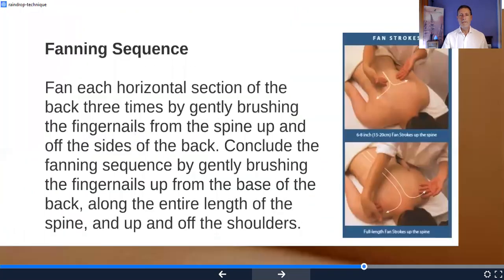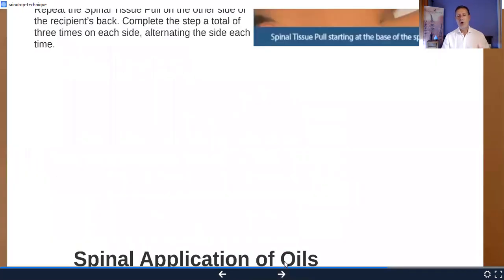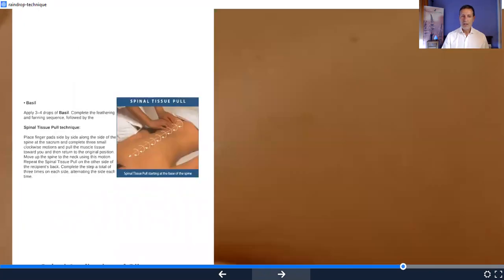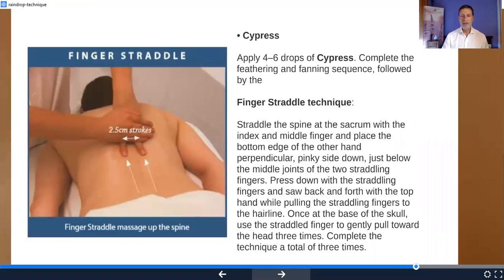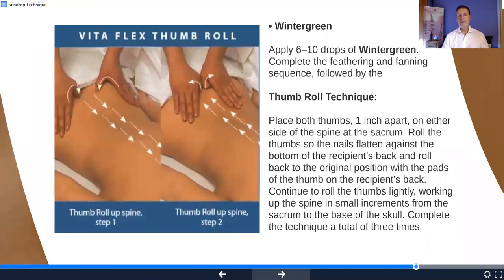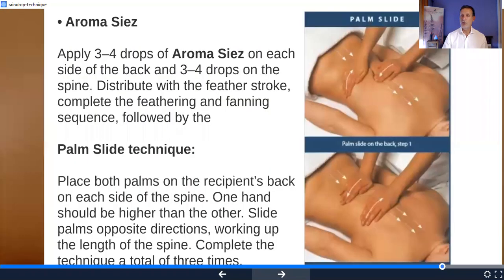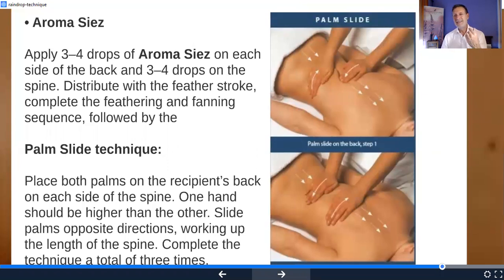So then we have fanning sequences, also techniques. And then we have all kinds of techniques. With each essential oil, we have a new technique that we use. So you can see here many techniques. I go fast because it's not important for you to know the technique now, just important for you to know that it's very fun, it's relaxing, and you can enjoy it when you do it. You don't feel tired after doing it, because you don't use strength to do that.